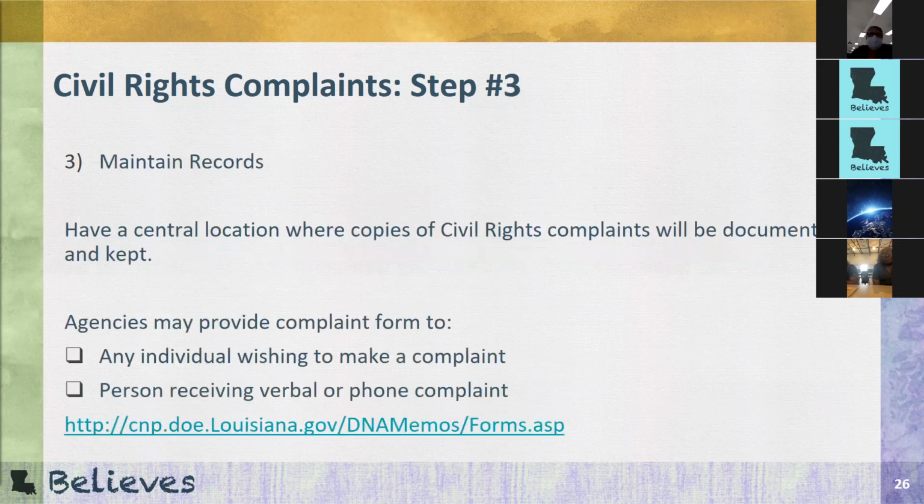The third step in civil rights complaints is to maintain documentation. All civil rights documentation should be kept at a central location and should be maintained for 3 years plus the current year.